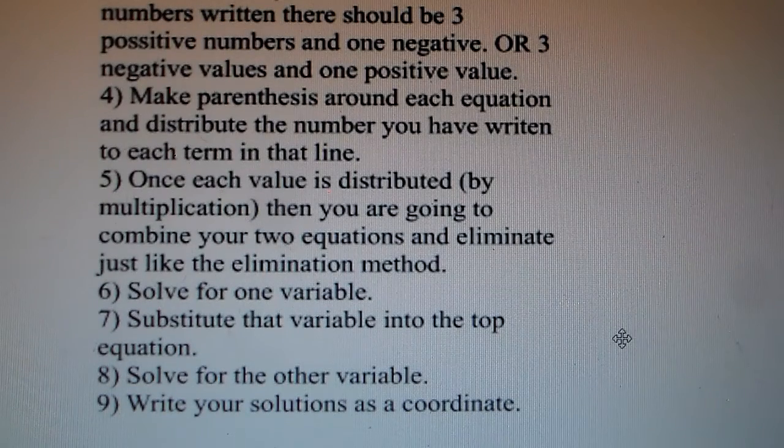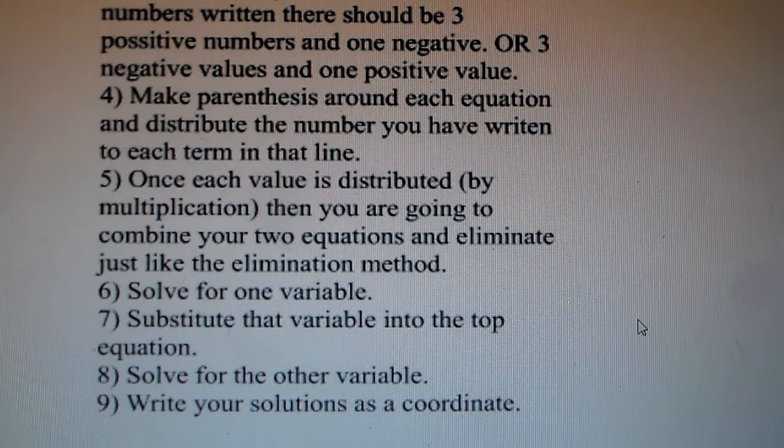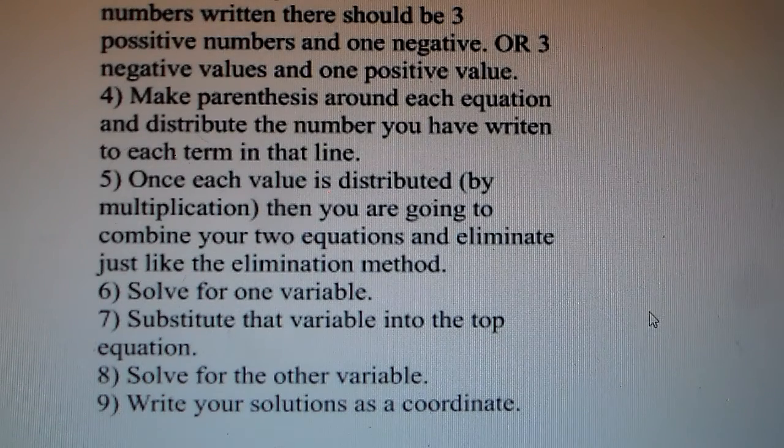Step 5, once each value is distributed by multiplication, you are going to combine your two equations and eliminate just the like terms, just like you did in the elimination method. Step 6, solve for one variable. Step 7, substitute that variable into the top equation. Step 8, solve for the other variable. And step 9, write your solutions as a coordinate. So, a whole lot of steps here, a 9-step process.